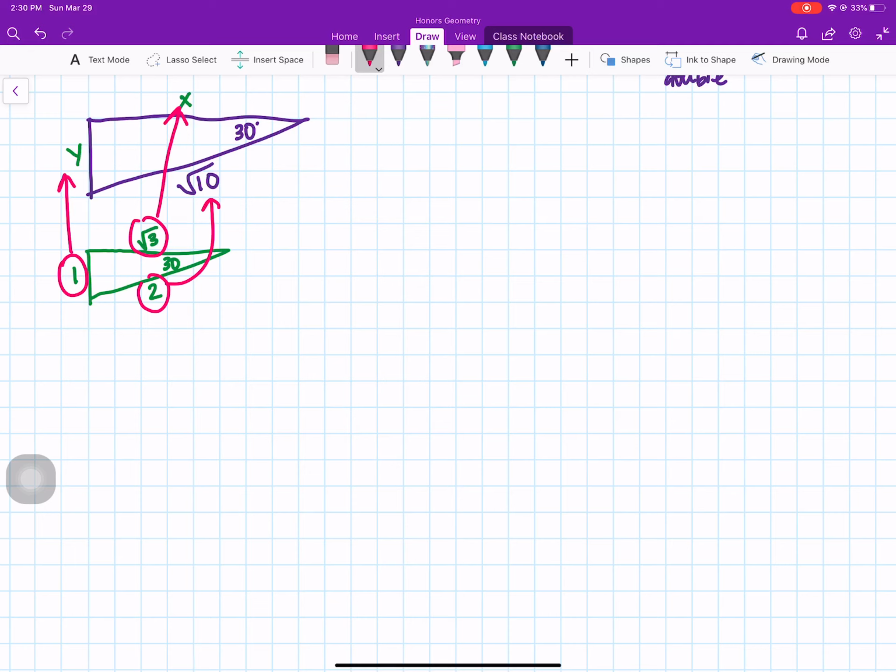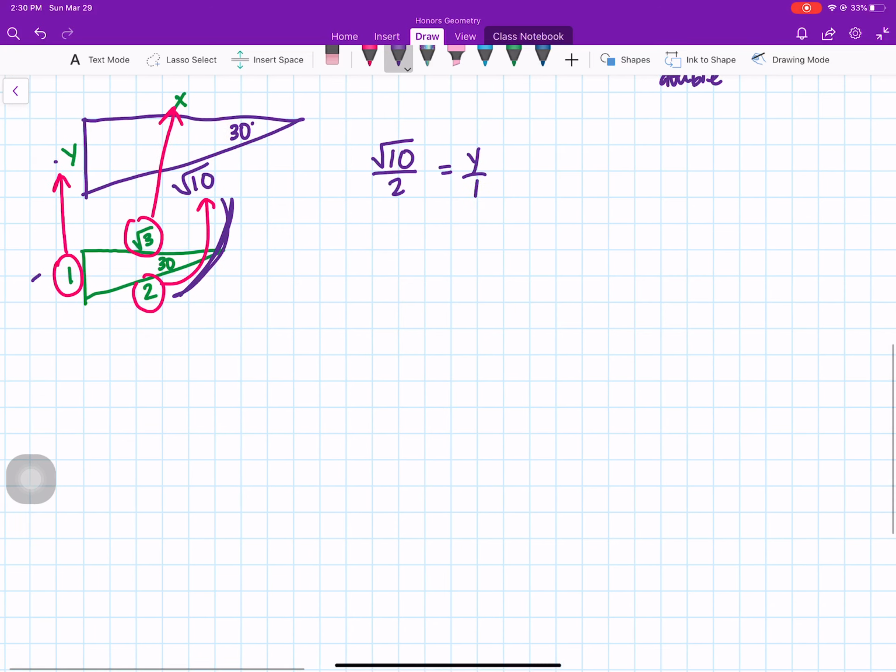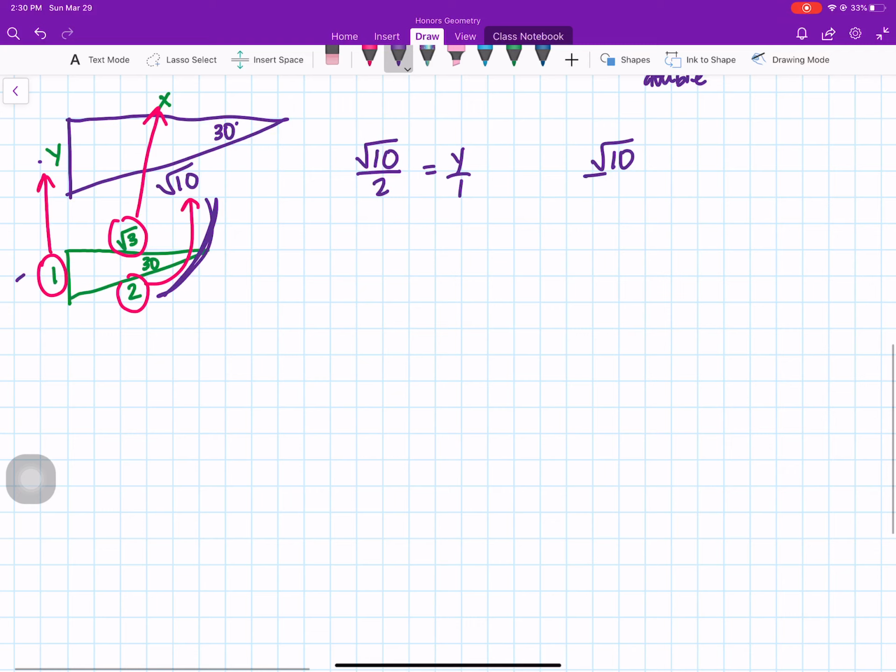It is very, very important that you remember your 1 is always opposite your 30, your root 3 is always opposite your 60, and your 2 is always your hypotenuse. Otherwise, you will not end up with correct answers. So each proportion that you set up is going to be root 10 over 2, because those are the two that match up, and it equals y over 1. And then root 10 over 2 equals x over root 3 this time.